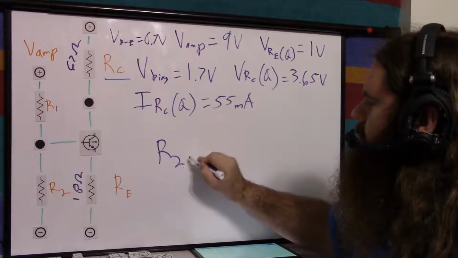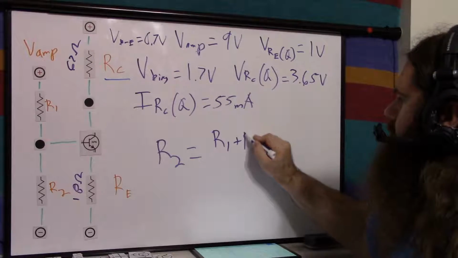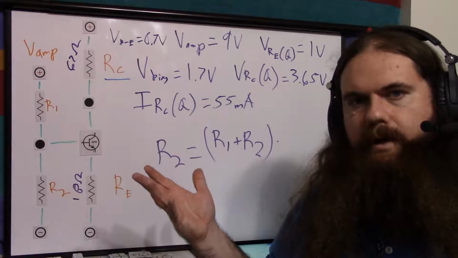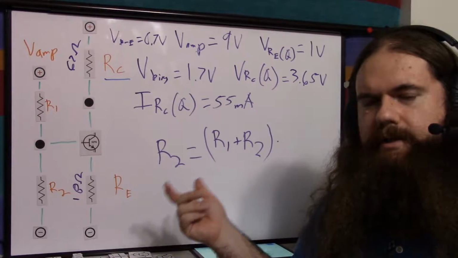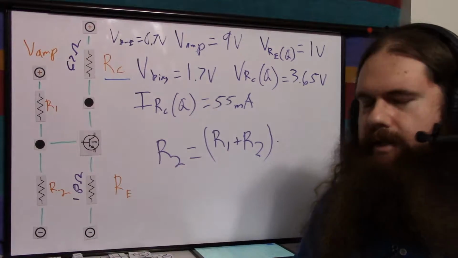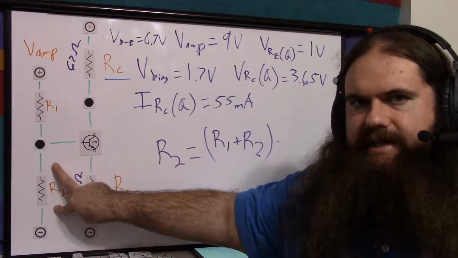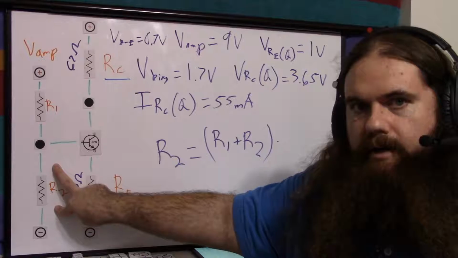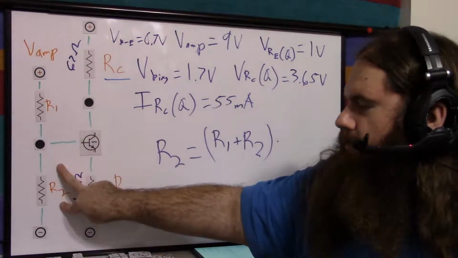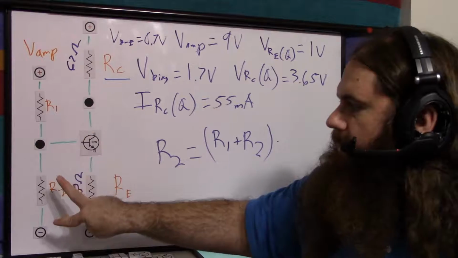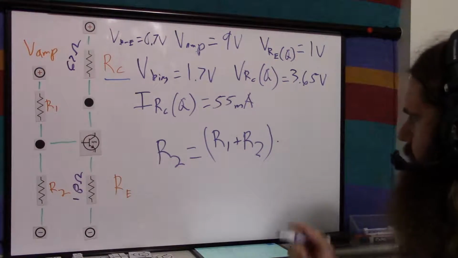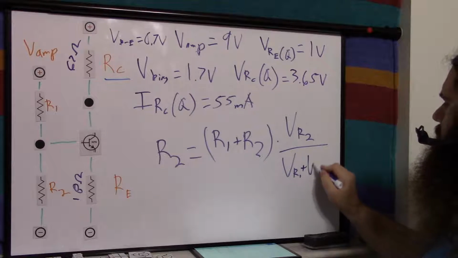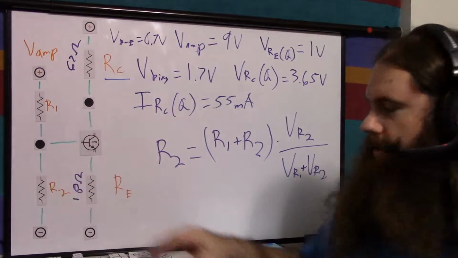Well, R2 equals R1 plus R2, the total resistance we have, times... Now we do a ratio. V equals I times R, Ohm's law. It's linear. Changing the resistance changes the voltage, changes the current, everything is linear. So essentially, whatever percentage of the total voltage this resistor should have, it's the same percentage of the total resistance. So if this wants to be 30% of V amp, then it's 30% of the resistance. So voltage of R2 over voltage of R1 plus voltage of R2, just to make it clear, see? But that's just V amp.